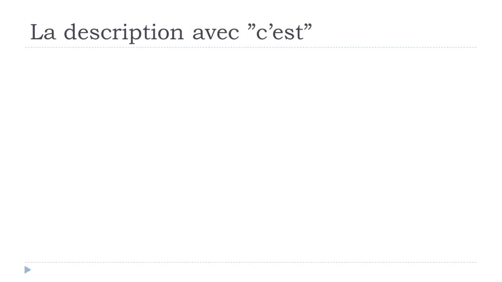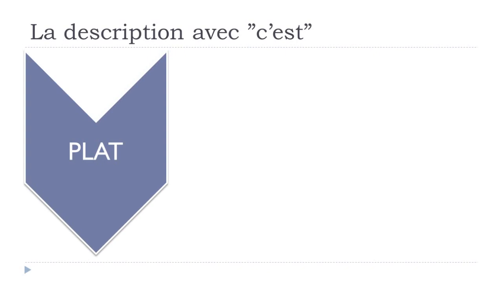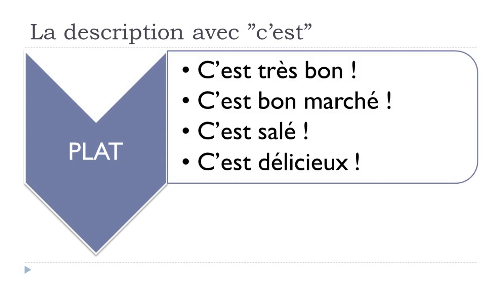Okay, so let's see now another option. If you want to describe a dish, un plat, when you're eating, c'est très bon. Très is very, and then bon is good. C'est très bon. C'est bon marché. Bon marché, it's actually quite interesting. This is a composed adjective, and it means cheap. C'est bon marché.